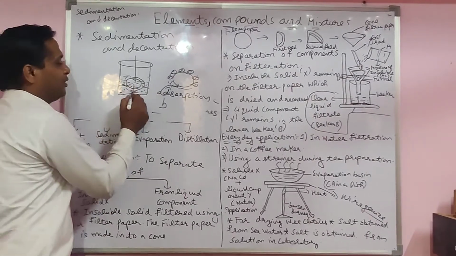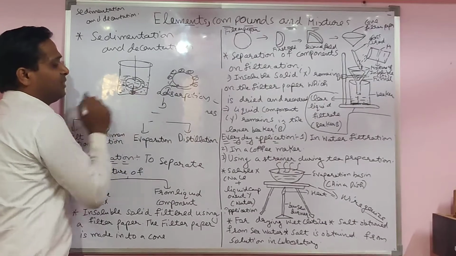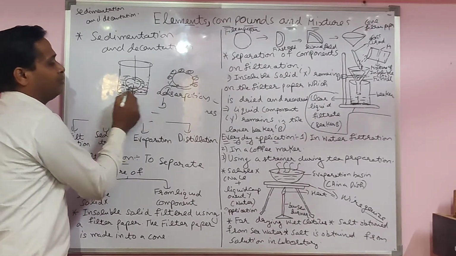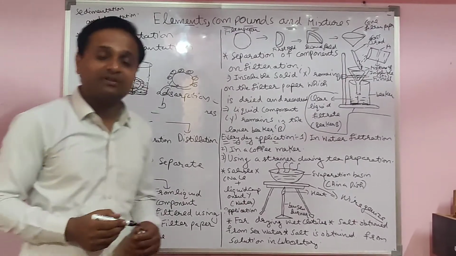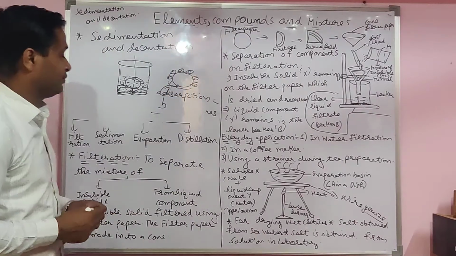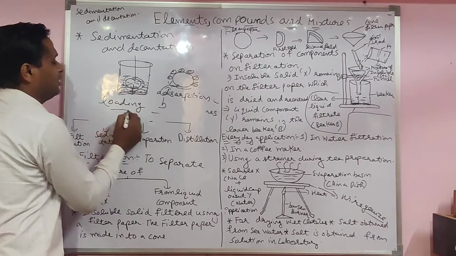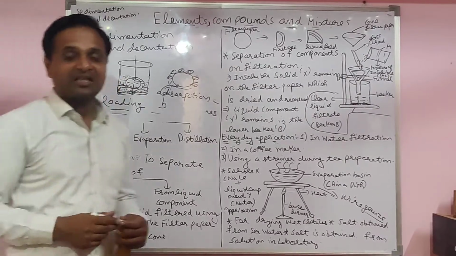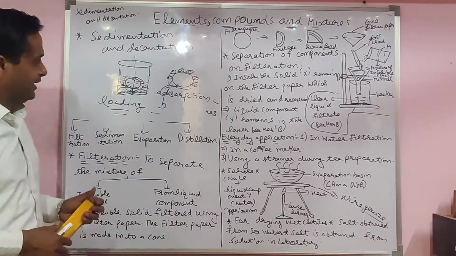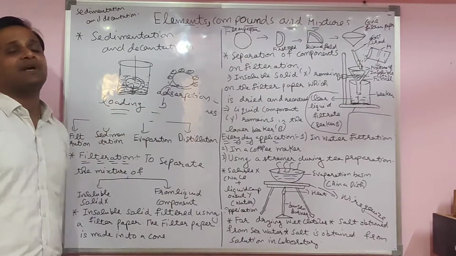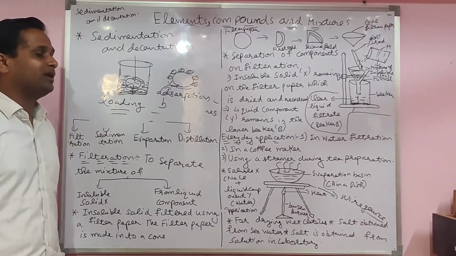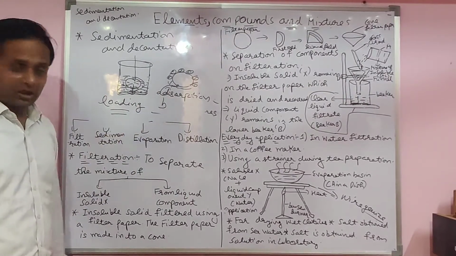It holds the water. When you add the potash alum, the particles of the sand settle down. That process of settling down with the help of alum is called loading. So here also you are able to separate the insoluble substance from the water.